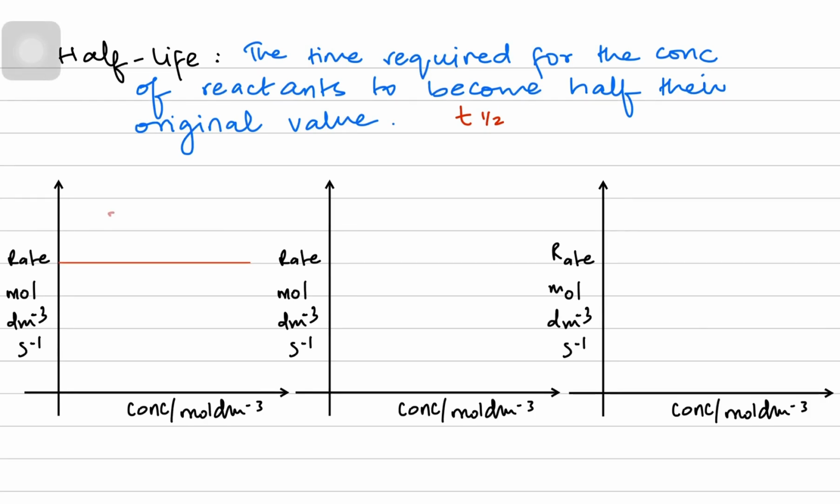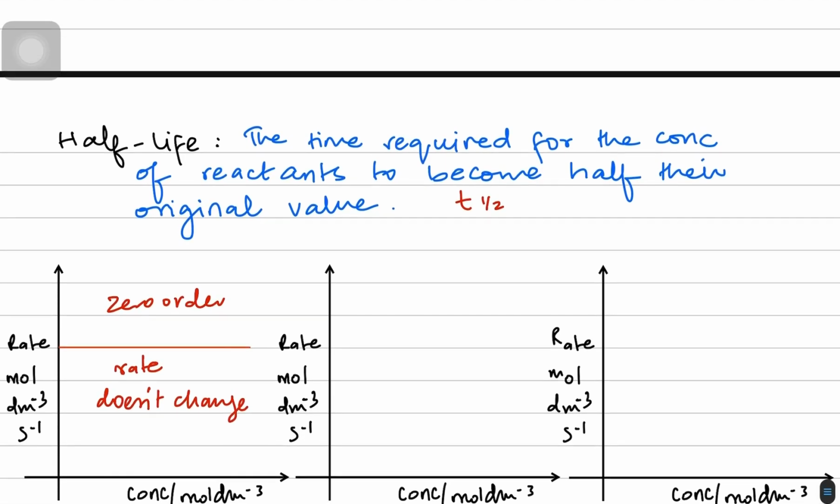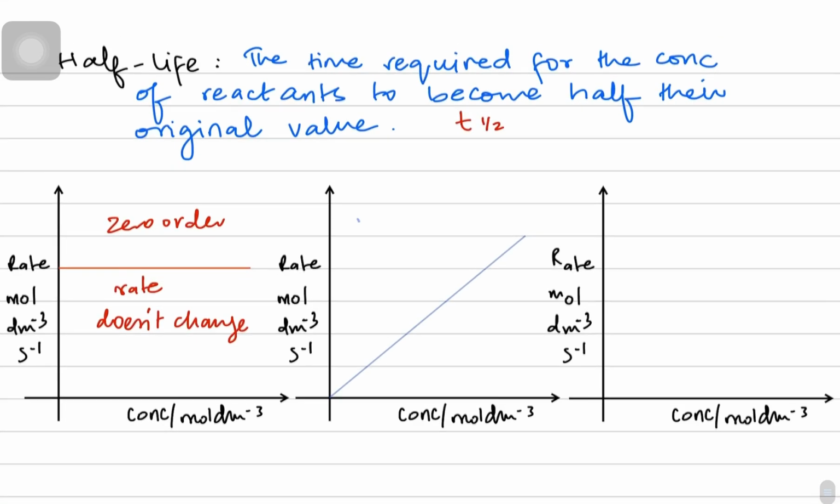We have three different kinds of reactions over here. The first one you can see on the left hand side is the zero order reaction, where the rate doesn't change at all. Whether the concentration is high or low, whatever, the rate doesn't change, so the graph is horizontal.